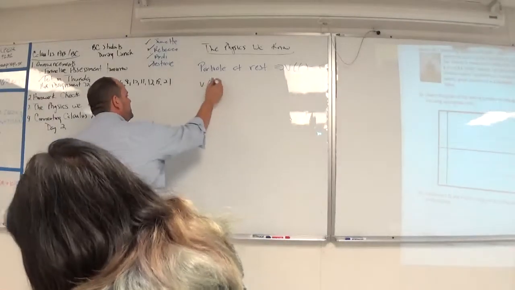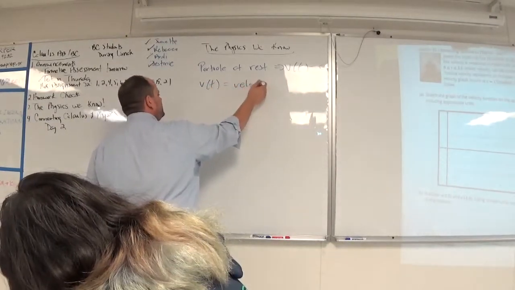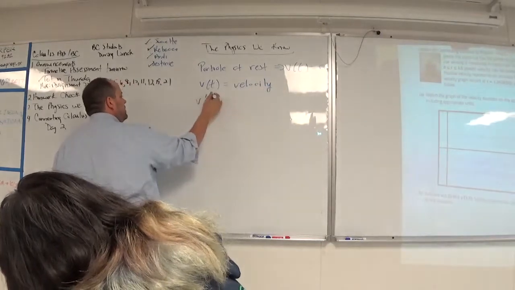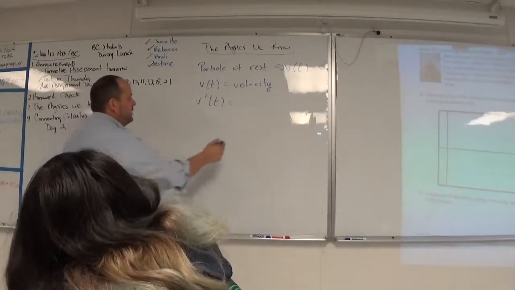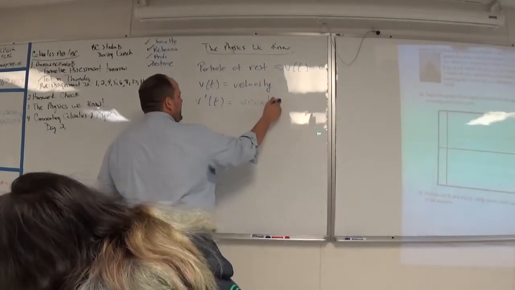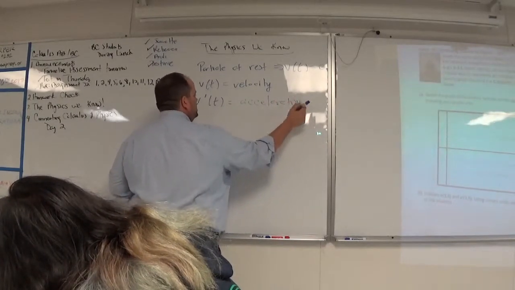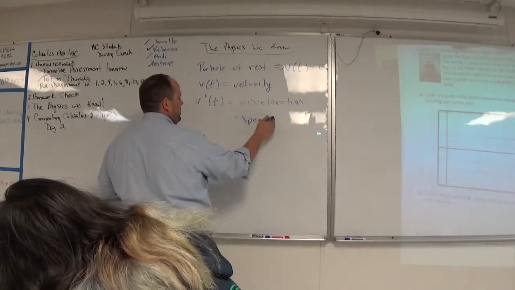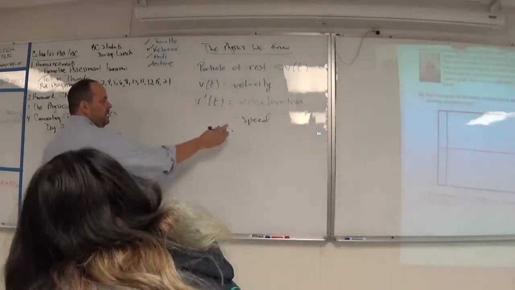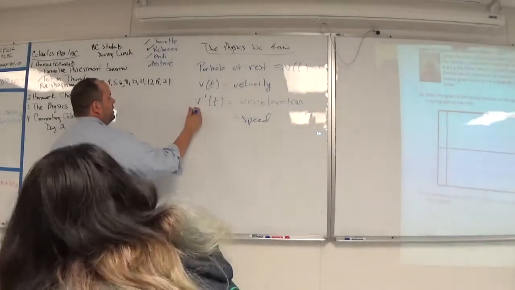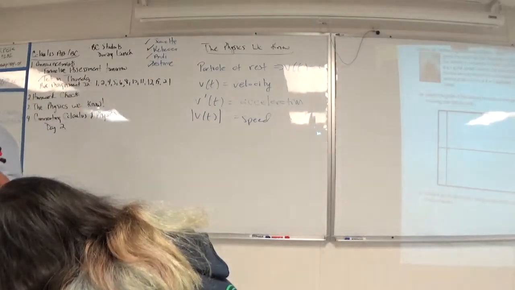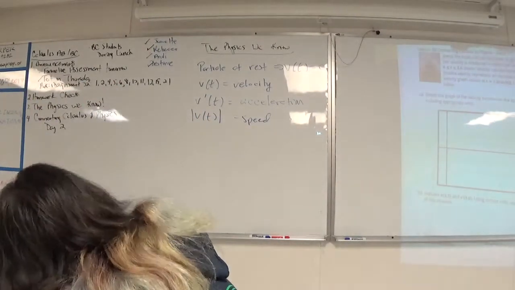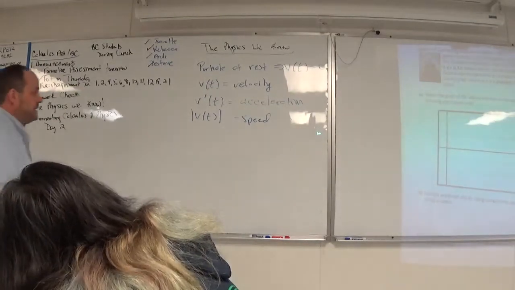If v of t is the velocity, the derivative of velocity, everybody knows, is acceleration. If I want you to find speed, how do we find speed? Absolute value. Absolute value of the velocity. This is some of the physics that we need to know.